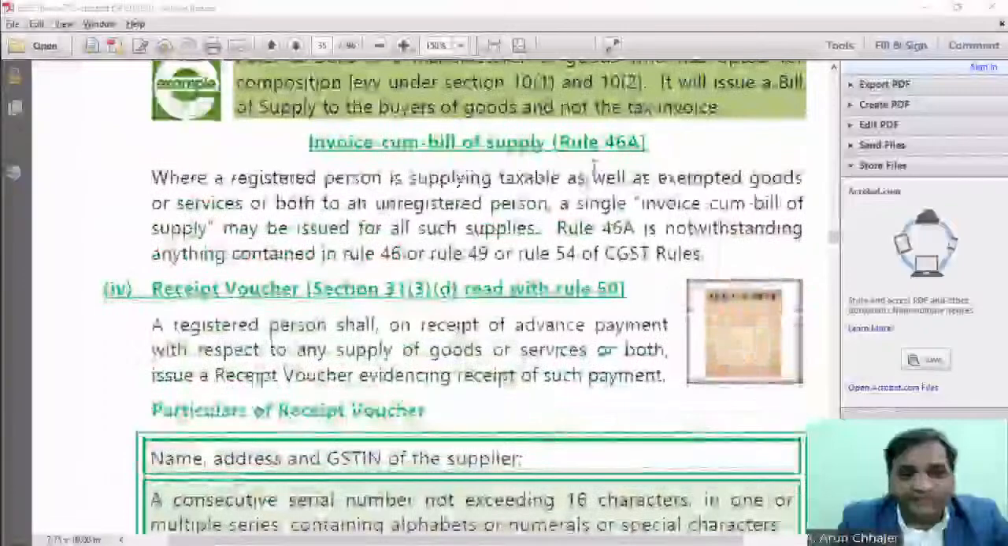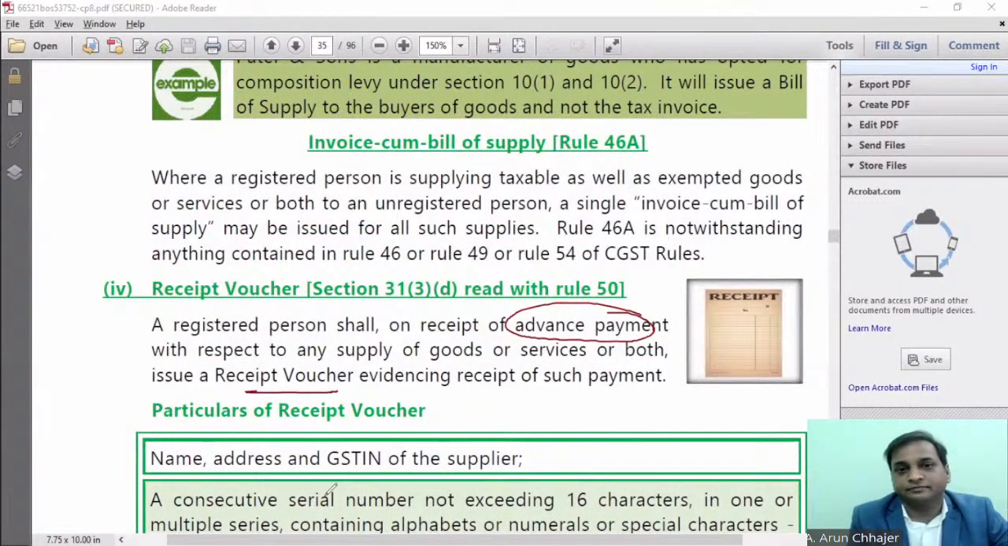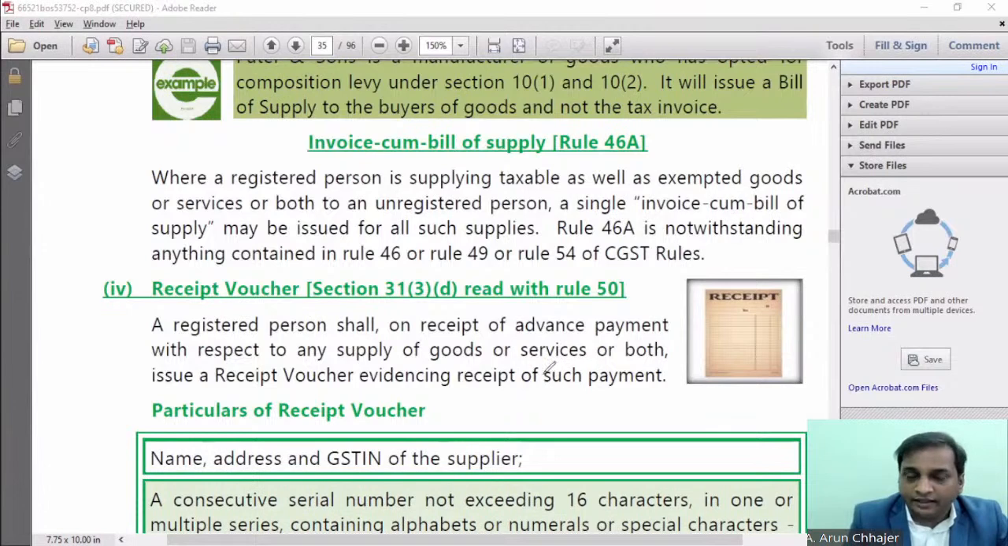Now, the next point is the receipt voucher. If we are receiving an advance payment, we need to issue the receipt voucher. Advance for supply of goods is not taxable from 15th November 2017 onward. But advance for supply of services is taxable in GST. We have already discussed this point in the time of supply chapter. But the point is, do we need to issue the receipt voucher even for goods, or is it now not required?